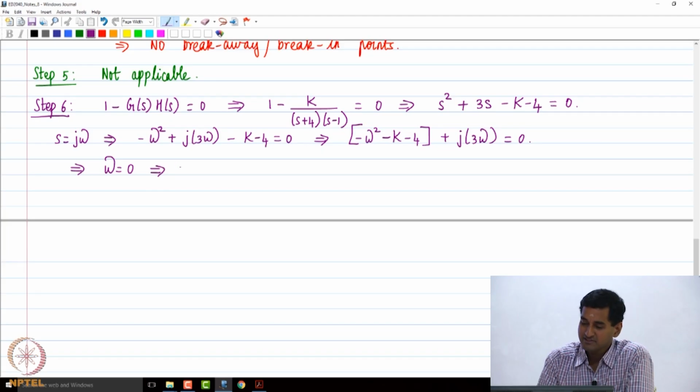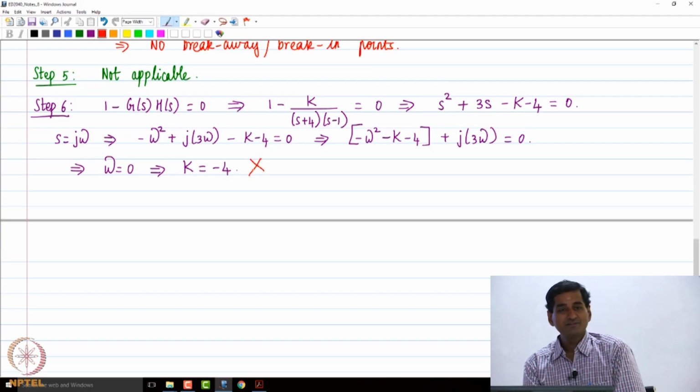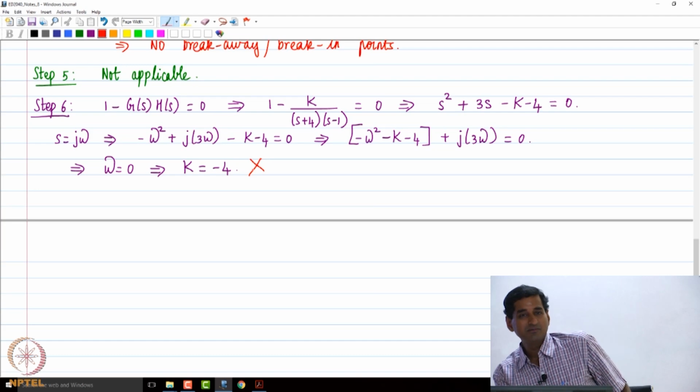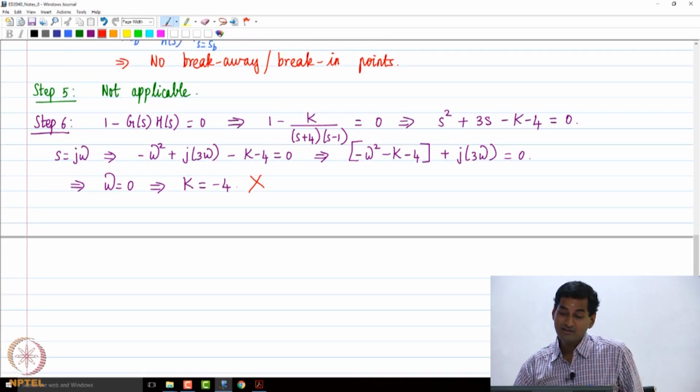So this immediately implies that k should be minus 4. Okay, so this is not possible once again, because k is negative. Of course, I need not even have done these calculations once again, because step 2 immediately tells me that there is no crossover point, because omega equals 0, or s equals 0, is not a crossover point. But why should I still do this? Because I have to double check.